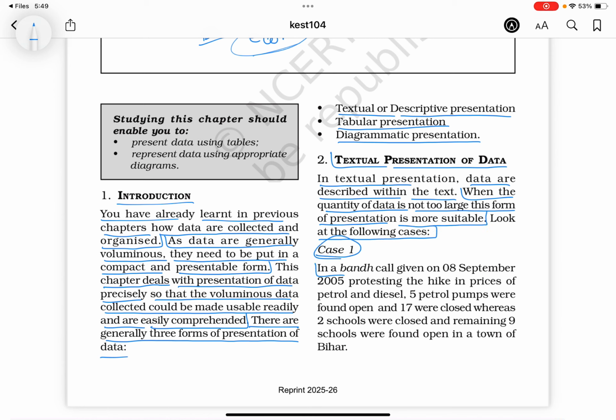Case 1: In a Bandh call given on 8 September 2005 protesting the hike in prices of petrol and diesel, 5 petrol pumps were found open and 17 were closed, whereas 2 schools were closed and the remaining 9 schools were found open in a town of Bihar.